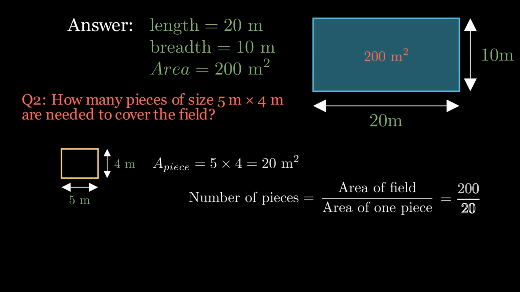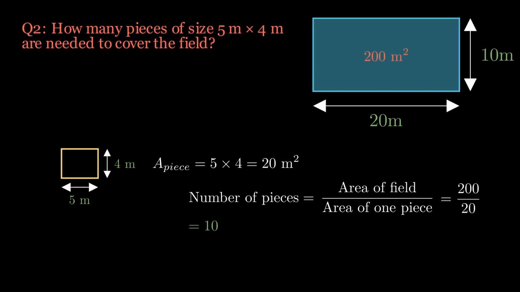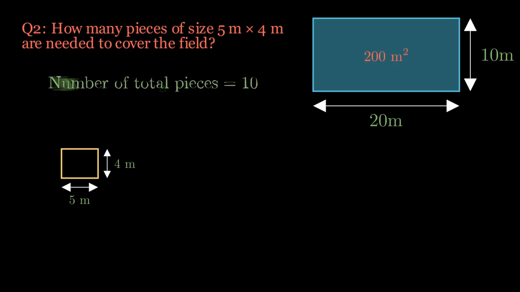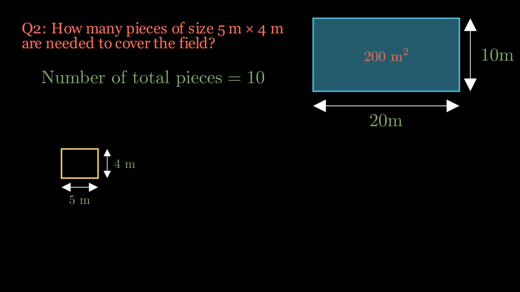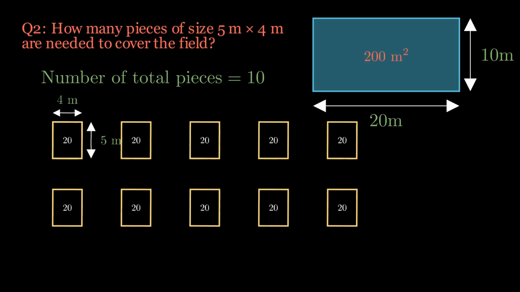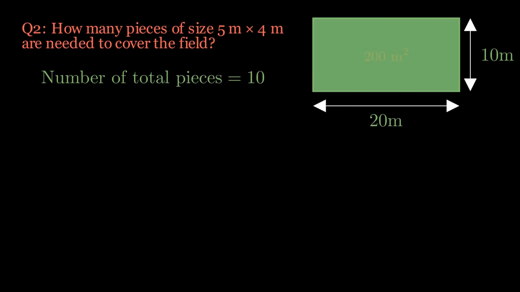Now, let's calculate the number of pieces needed. And the final answer is that we need 10 pieces to cover the field. To visualize this, let's rotate the piece and fit it into the field. All of the small pieces are merged to get the total area of the field.